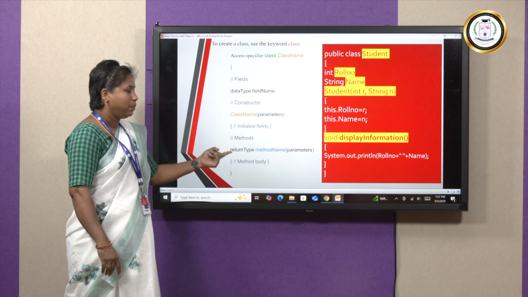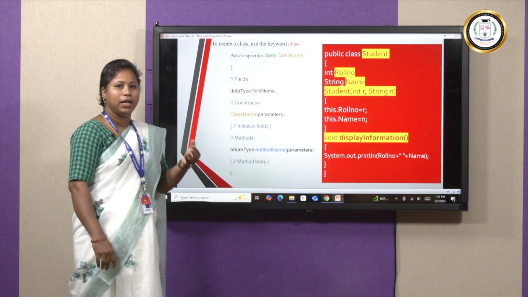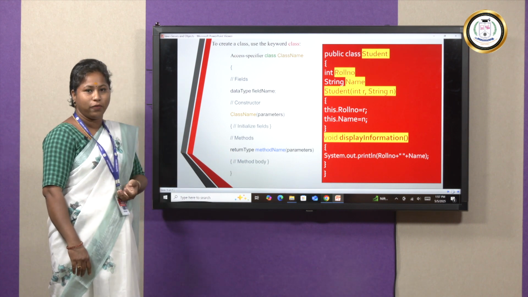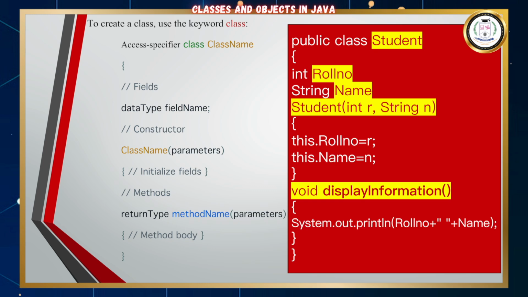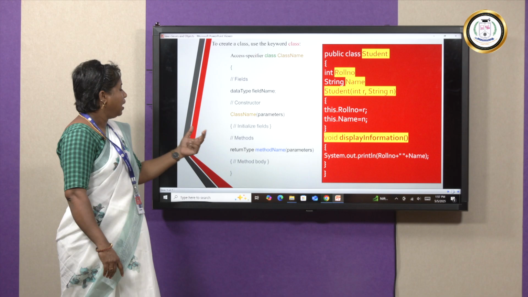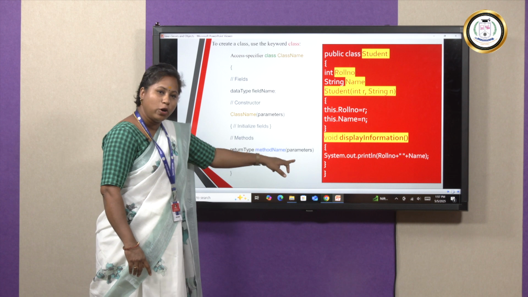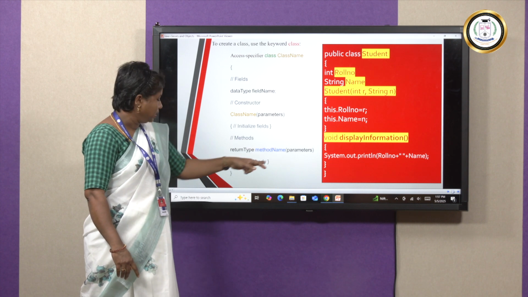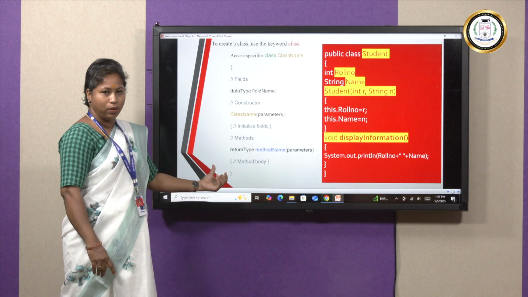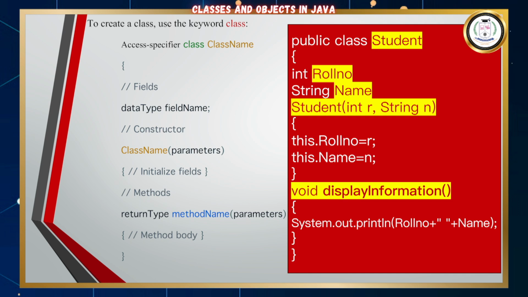And then methods. A method is used to define the behavior of the object. The constructor is defined with the same name as the class name and has no return type. A method has a return type and a method name, followed by which you can include parameters and define the method. This is the common syntax used for creating a class.